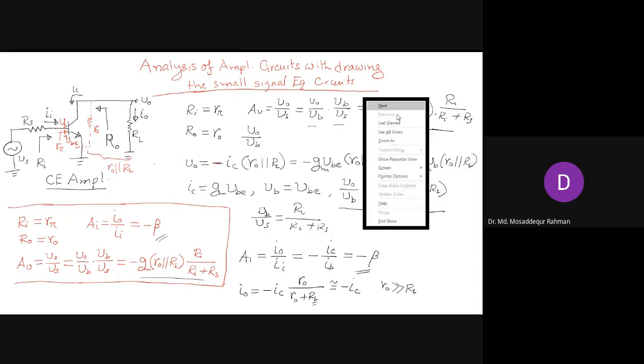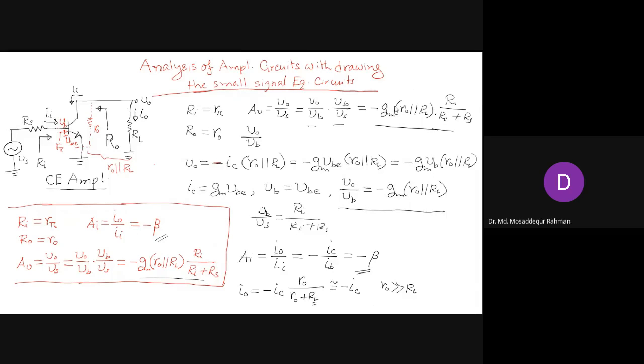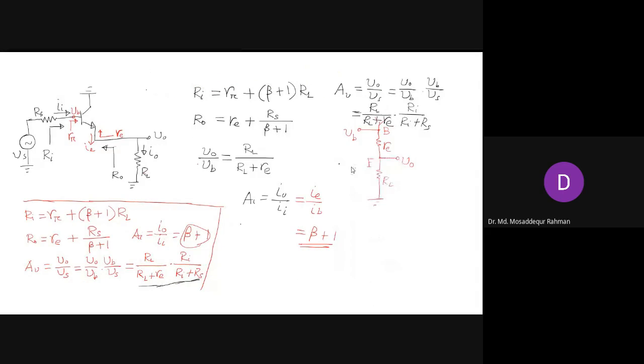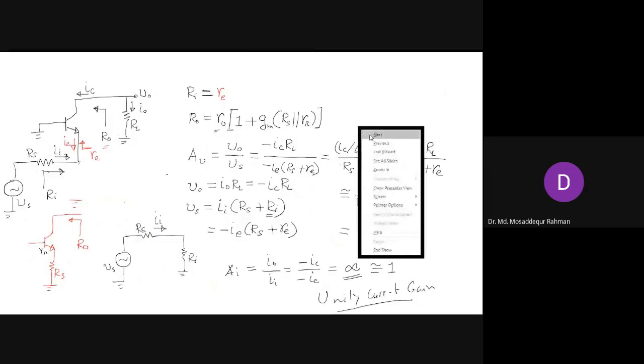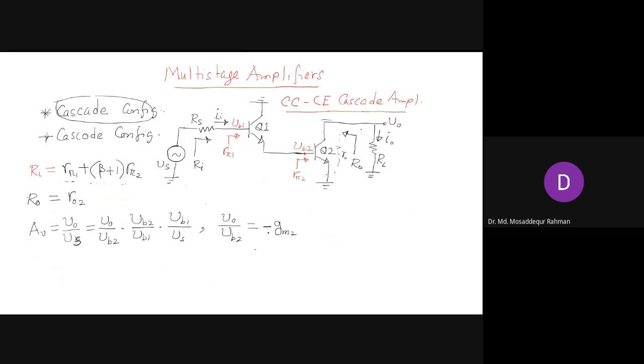So just V0 by VB2, that is minus gm2 times the small R naught, that is R naught 2, times RL. So you just remember the gain expression for the common emitter and just put it here. Otherwise, you will need to go through all the derivation steps and you will run out of time and not be able to finish the exam. A lot of problems.